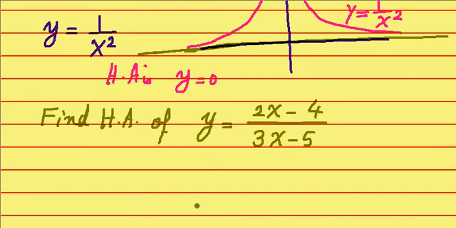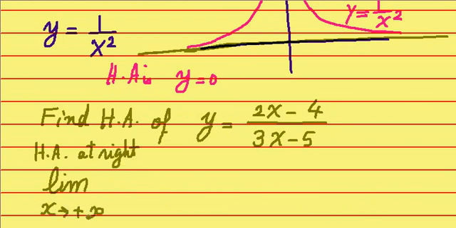So we have learned that we have to find the limit of this. Let's first go ahead and do it for the right. So we are going to find the horizontal asymptote at right. Right means x going to plus infinity, and here is our function, 2x minus 4 over 3x minus 5.